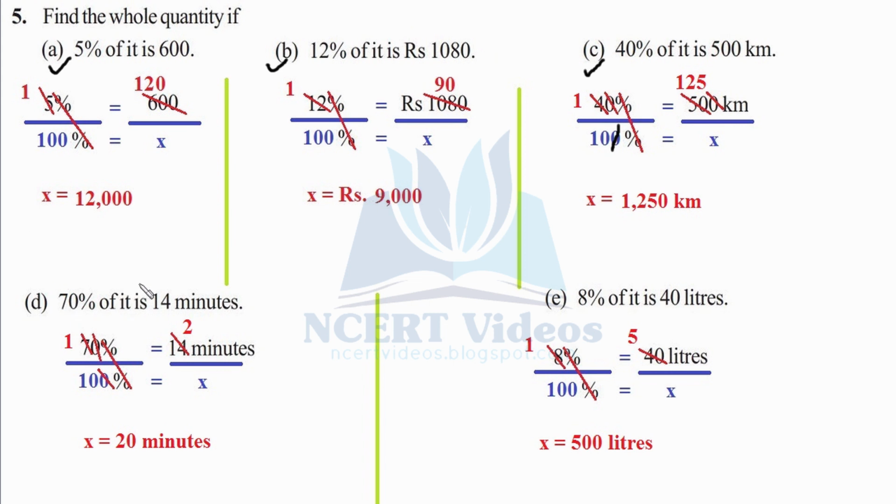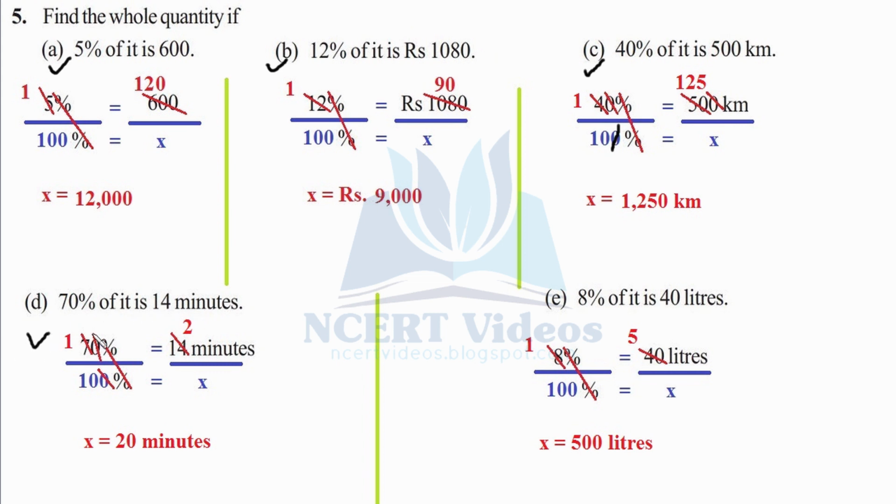Now D. 70% of a complete number is 14 minutes. So 70% is 14 minutes. What will be 100%? Let's assume it to be x. You can consider it any variable. So 0 0 cancel, percent cancel, 1 7 is a 7, 2 7 is 14. So 20 minutes. It means 70% of 20 minutes is 14 minutes.